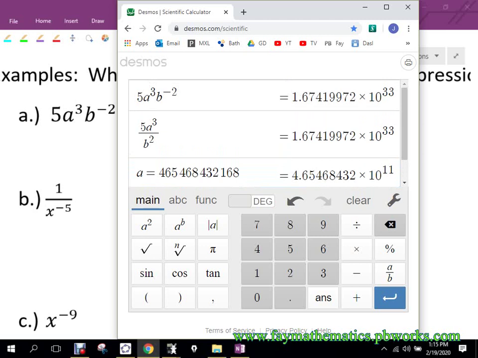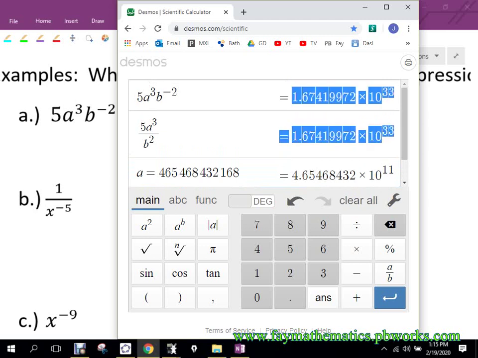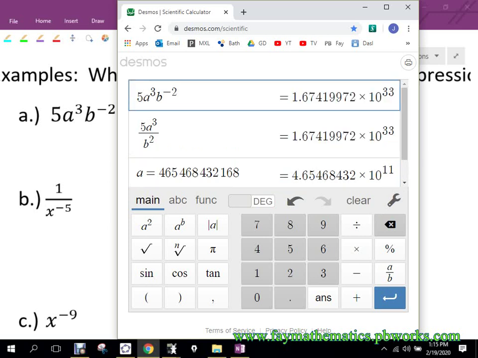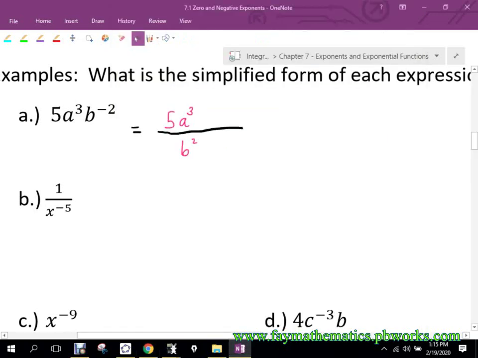Now, just to prove my point, it doesn't matter what numbers I chose for a or b. Those two things become the same, so that means these two things are the same. So that guarantees me that I know that's the right answer. Does that make sense? Okay?